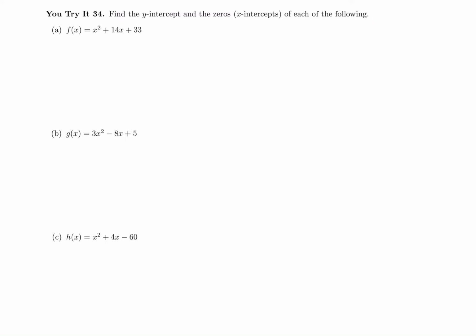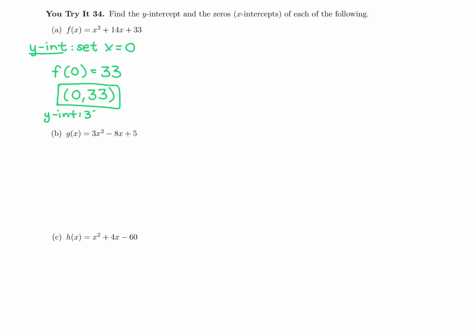Let's look at finding x and y intercepts for a group of functions. So first of all, the y-intercept, set x equal to 0. What are you going to get when you plug in 0 to this function? F of 0 is going to be 0 squared plus 14 times 0. Those are both 0 plus 33. It's going to give us 33. So our y-intercept is 0, 33. Or y-intercept is 33.